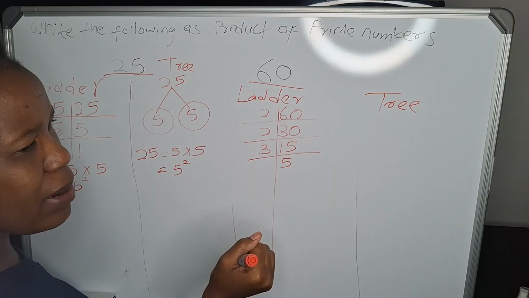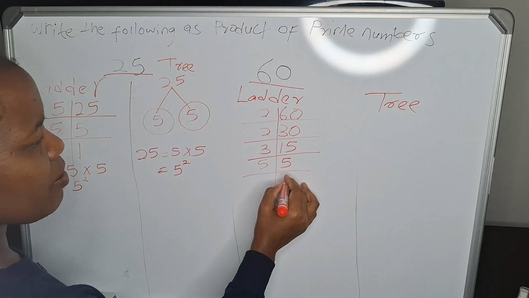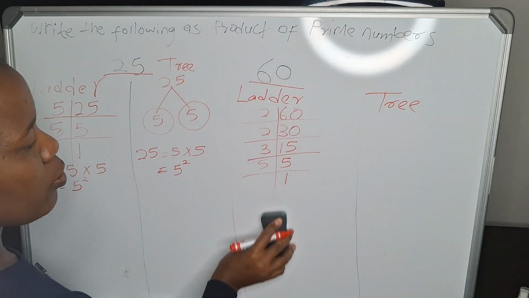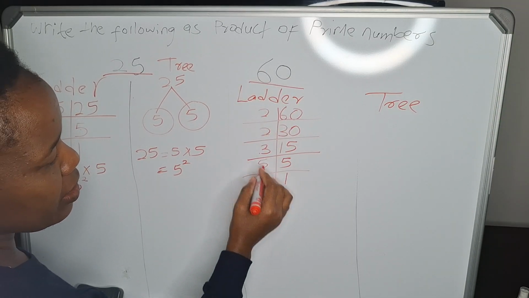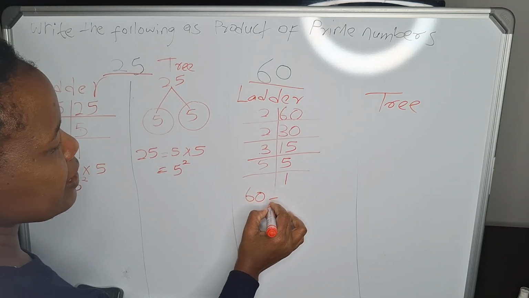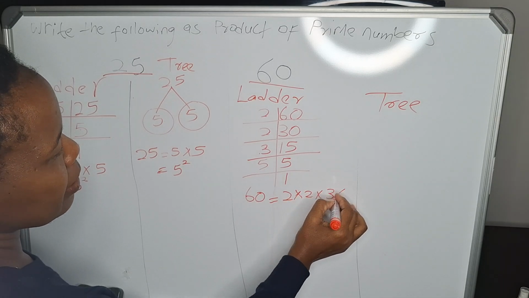Then what is the next prime number after 3? It's 5. 5 goes into 5. Yes. What is 5 divided by 5? 1. The minute you get to a 1, you stop. You've listed all the prime factors of this number. Therefore, 60 is equal to 2 times 2 times 3 times 5.